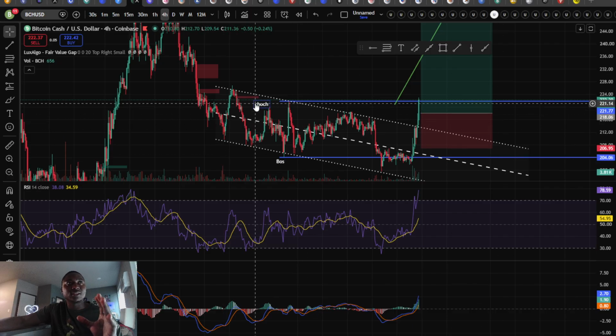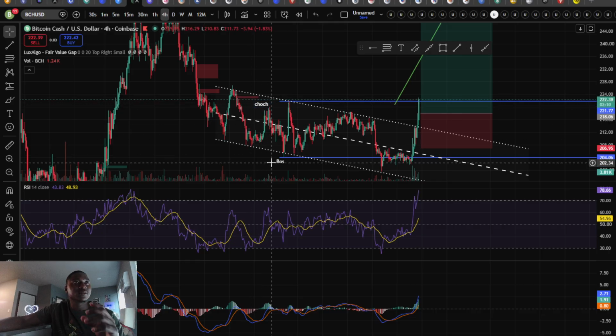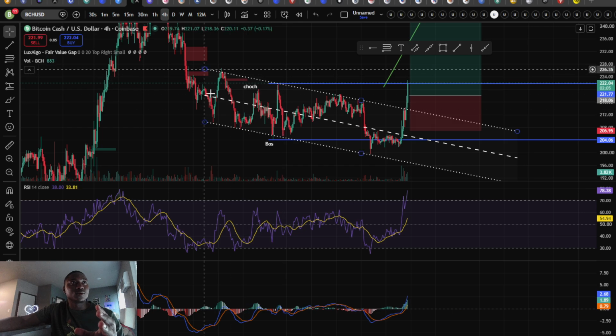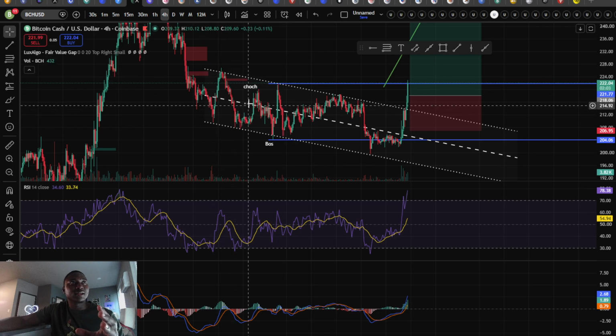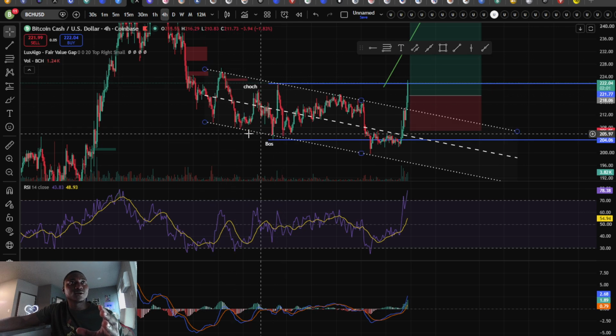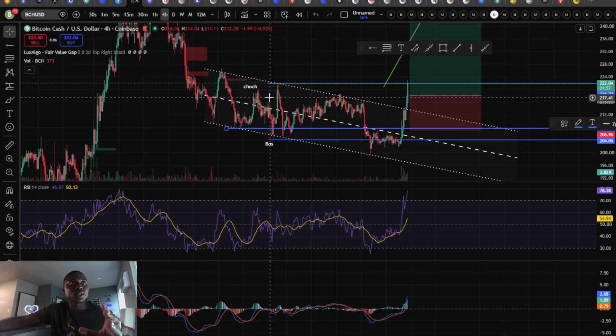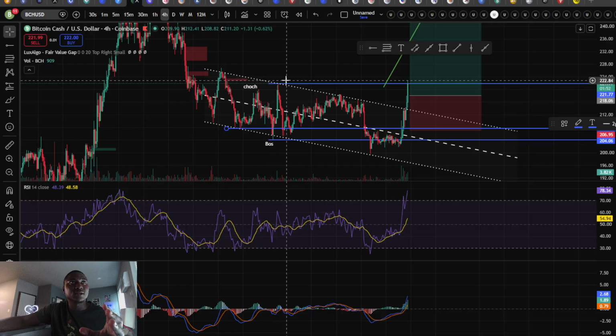I have the CHOCH right here. It means change of character, and then I have the BOS, break of structure. As you can see, a high and a low, and then we break below here, for example, and then we form a new high. There was a clear low right here, and then it went up to this new high.